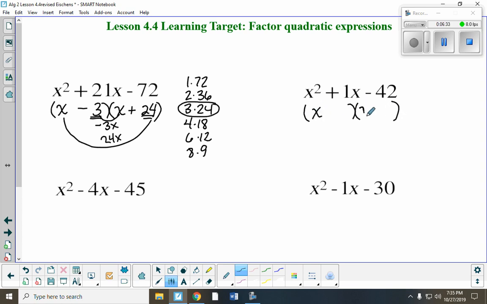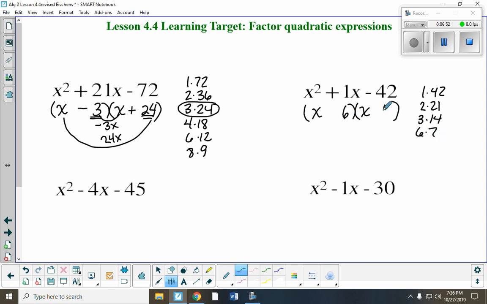X times x, and again, it has to be a negative 42, so one sign will be positive, one will be a negative. So we'll list the factors of 42. Let's see, 3 times 14, I believe. 6 times 7, I think that's it.